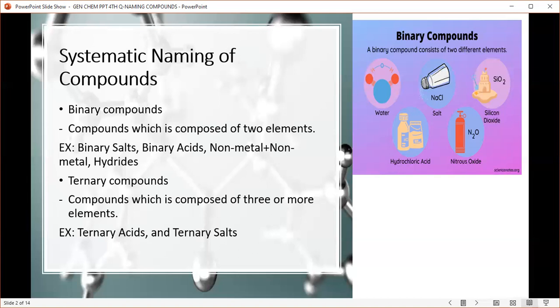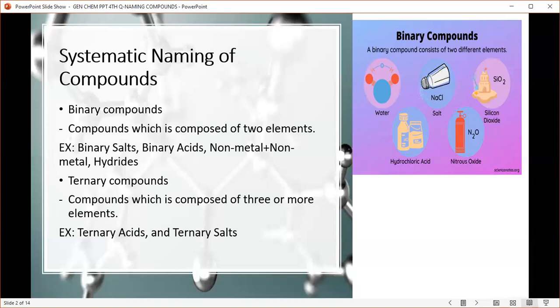Okay, so binary compounds are very common and familiar to all of us. For example, H2O or water. It is made up of two elements, hydrogen and oxygen. And we also have the salt, which is sodium chloride, the combination of Na and Cl.